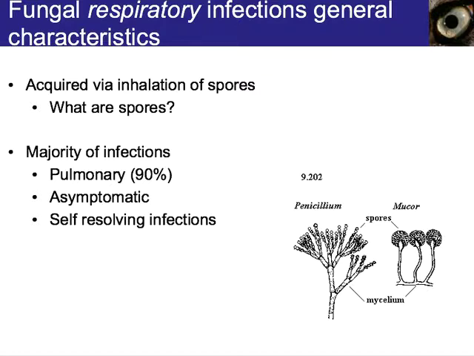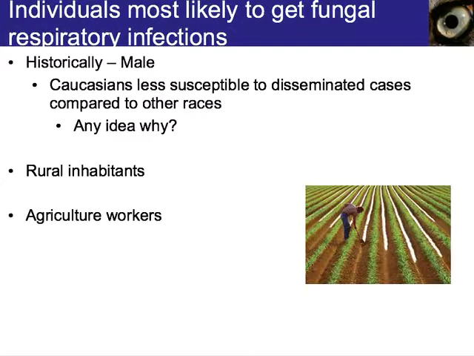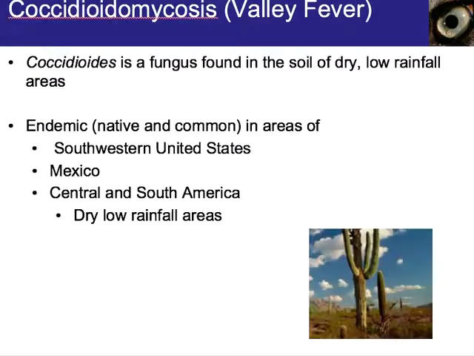Fungal infections of the respiratory system are acquired by inhaling the spores. Remember, the spores are the reproductive part of the fungus, and what they cause are pulmonary infections, so that would be the lungs and the heart. Infections are geographically restricted and seasonal, because only when spores are being released can you get it. Individuals most likely to get fungal respiratory infections include males who are rural inhabitants or agriculture workers.